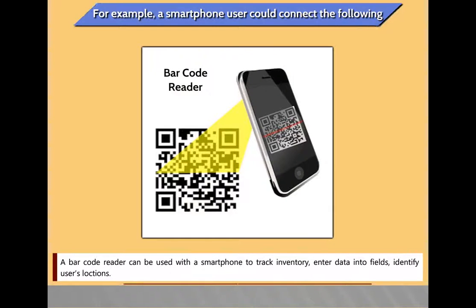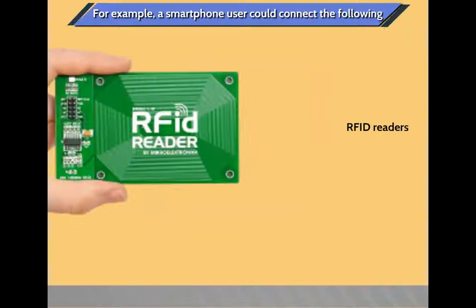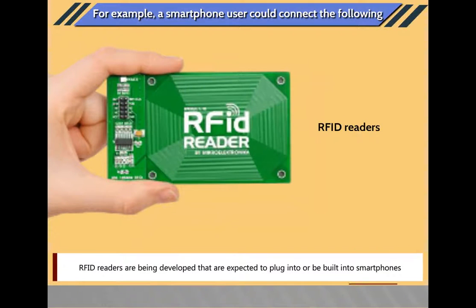A barcode reader can be used with a smartphone to track inventory, enter data into fields, and identify users' locations. RFID readers are being developed that are expected to plug into or be built into smartphones.